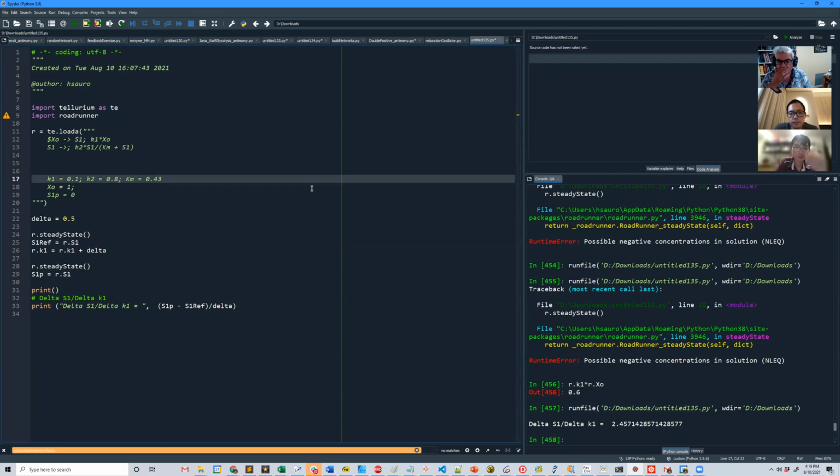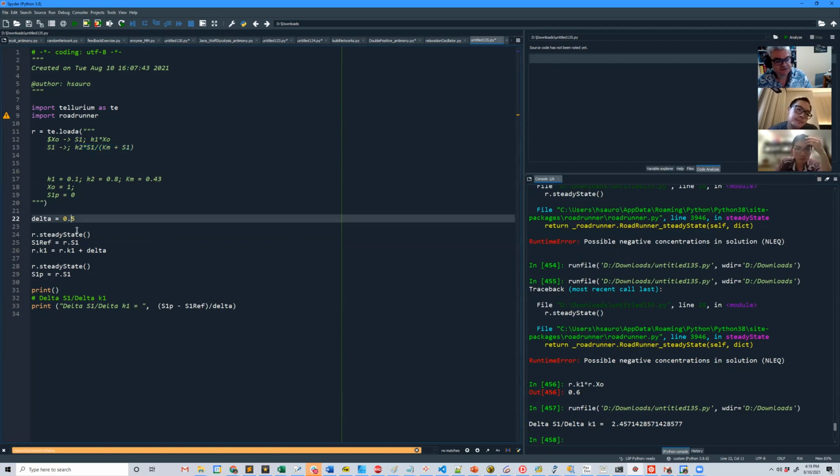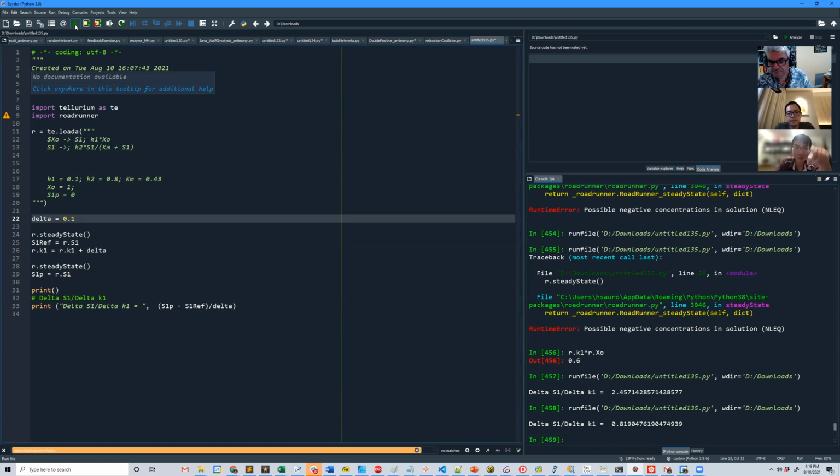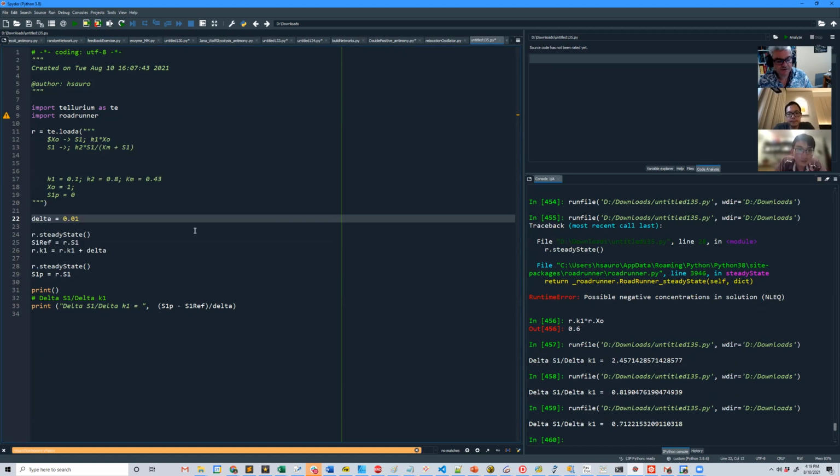There you go. Okay, now this is a non-linear one now. I'm doing the same thing, except I've changed the second rate law, okay, to be non-linear. All right, so the delta S1 over delta K1 is 2.4714, etc. So let's start making the delta smaller. 0.1 goes to 0.81. 0.01 goes to 0.71.